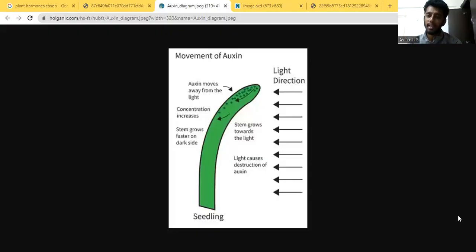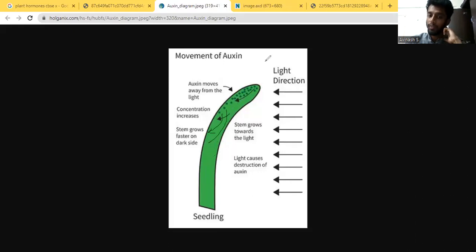Let us try to understand the function of auxin a little more through this picture. Now there is a stem and there is light coming from the right side. The sunlight is coming from the right side. What you are able to see as green spots are the auxin molecules. Now what happens is, as soon as the light falls, the auxin will start to move away from the light. What we mean by this is, this molecule will move here, this molecule will move here, and like that.